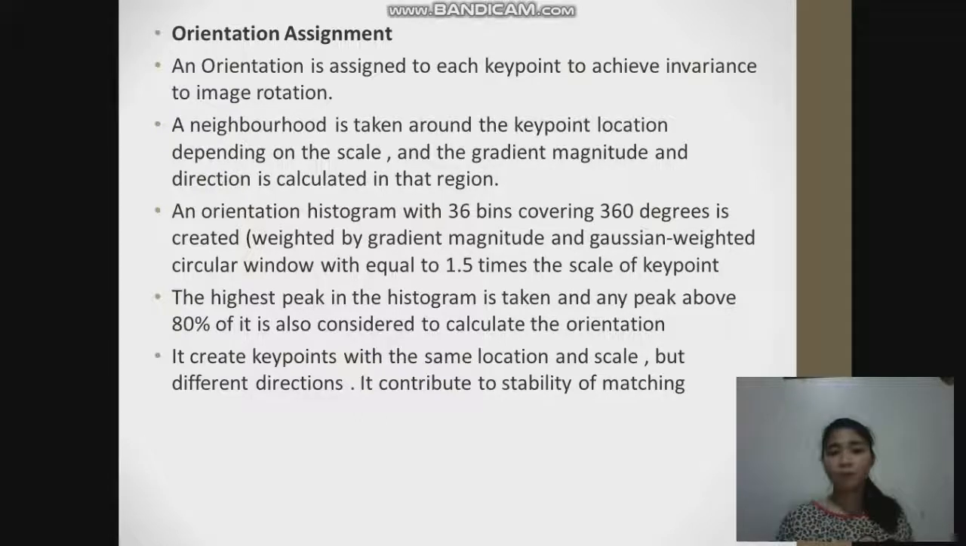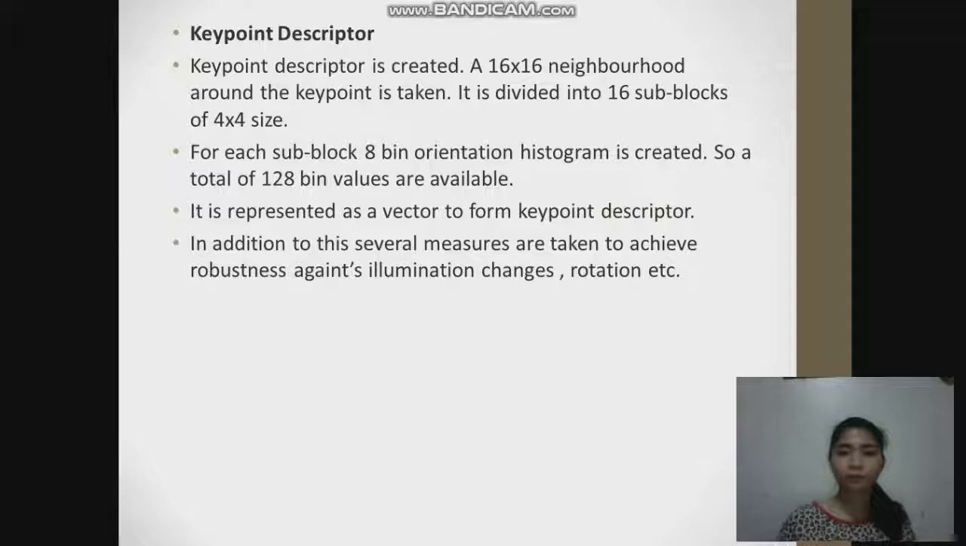The highest peak in the histogram is taken, and any peak above 80% of it is also considered to calculate the orientation. It creates key points with the same location and scale, but different direction. It contributes to stability of matching.